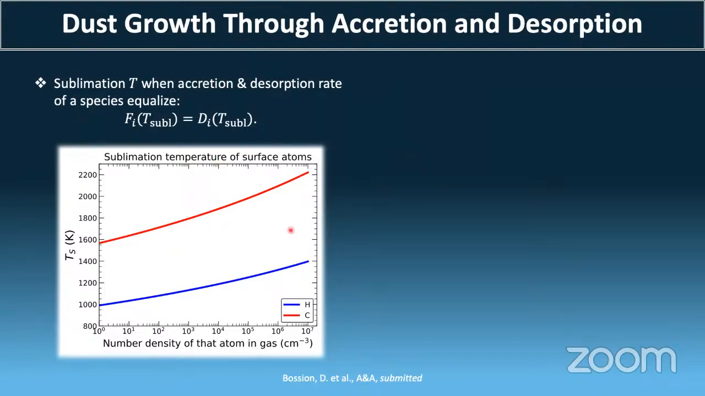So something important here is that the sublimation temperature of carbon is much higher than the sublimation temperature of hydrogen, which means the dust that forms at high temperature will be pure amorphous carbon before the hydrogen is able to stick. So starting from pure amorphous carbon actually makes sense.